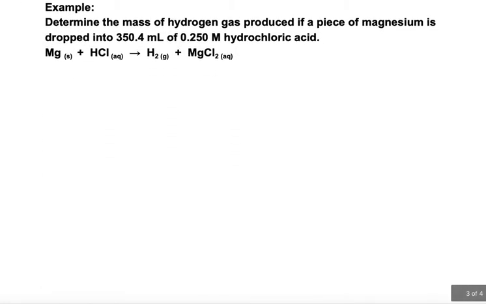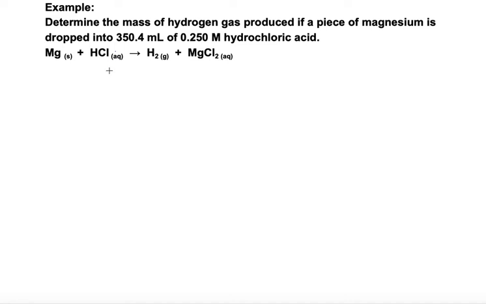This one is a single displacement reaction, and we're putting in a certain mass of magnesium. It just says a piece of magnesium in the question, so we don't know the exact mass, but we do know a concentration and a volume of our acid solution that the magnesium is being dropped into.